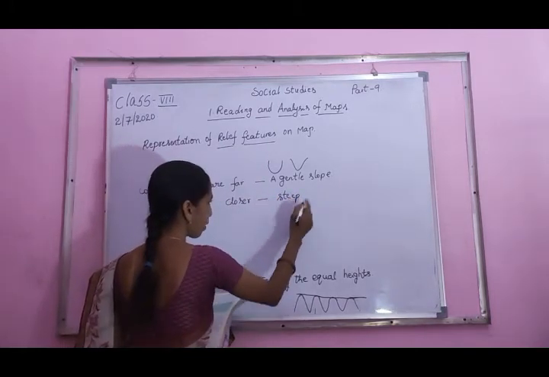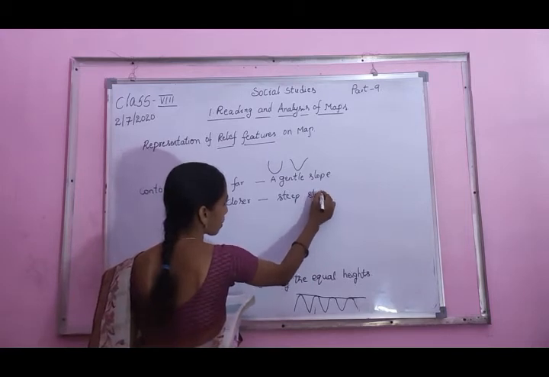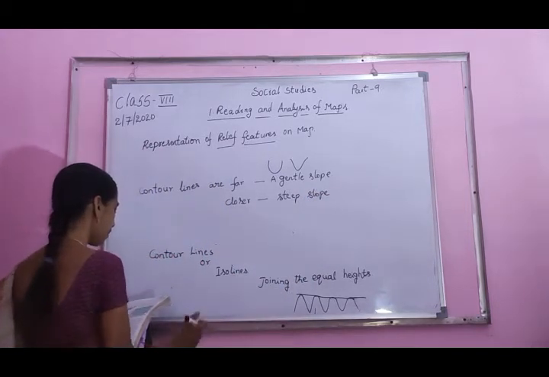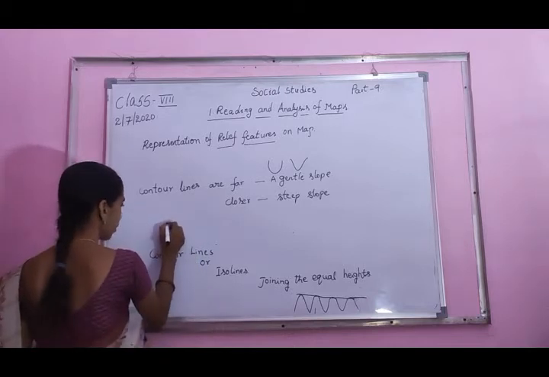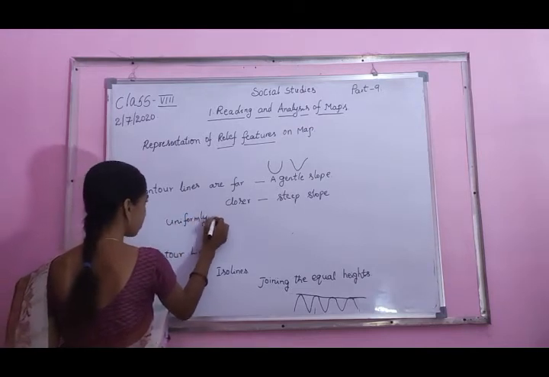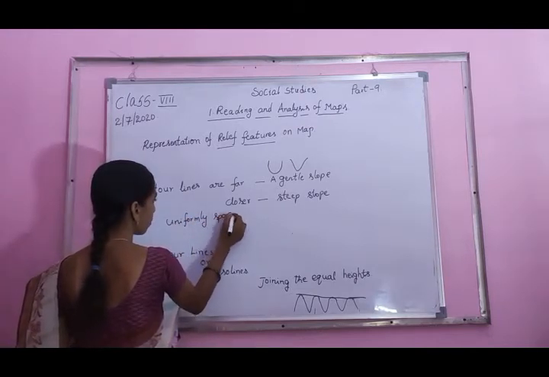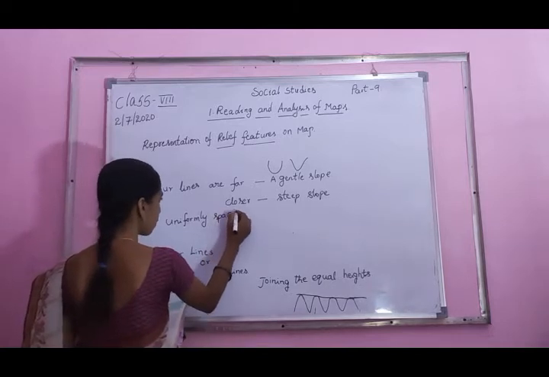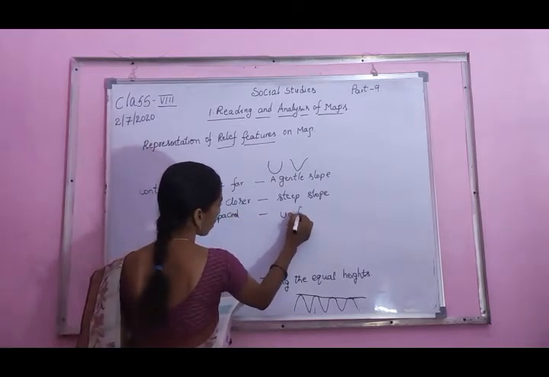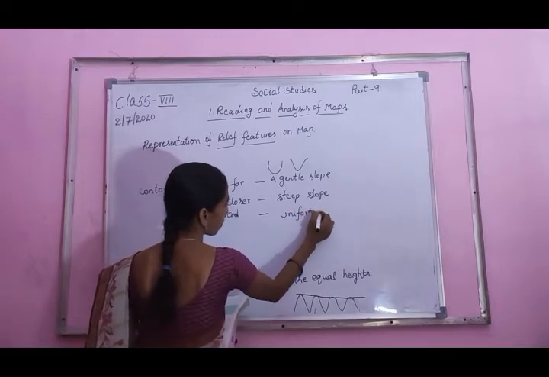Steep slope. And where uniformly spaced lines are equal, it represents a uniform slope.